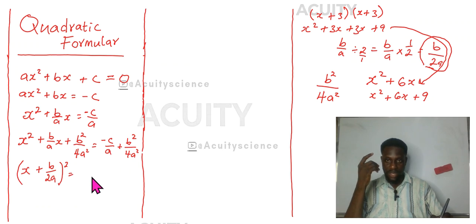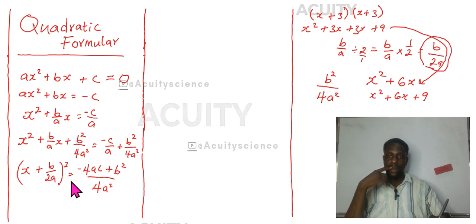So let's just add them once. Long line there. 4a squared. 4a squared divided by a is 4a, multiplied by minus c is minus 4ac. 4a squared divided by 4a squared is 1, multiplied by that is plus b squared. Alright. Now, let us take this out.